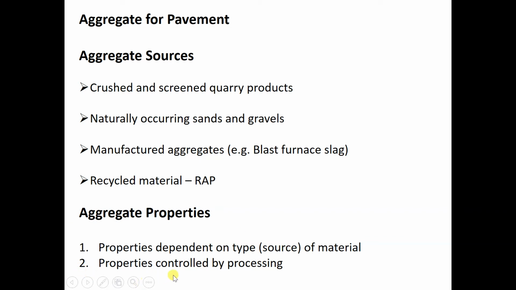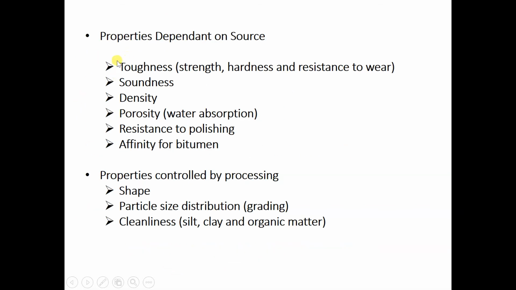Secondly, properties controlled by processing. How you process the aggregates can produce certain types of qualities and properties. For example, the cleanliness, how clean it is, and then the grading of the aggregates. Okay, so we look through the two categories.